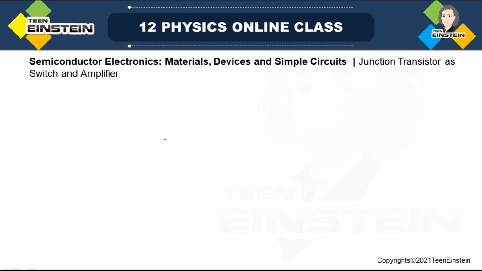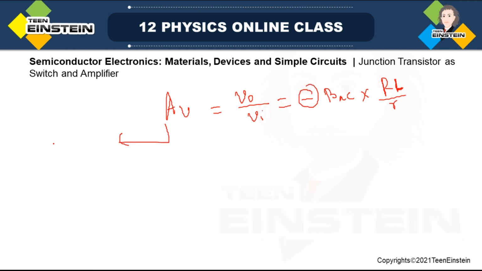So what is the voltage gain you get? The voltage gain is denoted by AV, and it is given by VO by VI. So this is minus beta AC into RC by r. RC I can also write as RL, the load resistance. So this is actually the current gain as I have discussed. Sorry, this is the voltage gain, the small signal voltage gain.